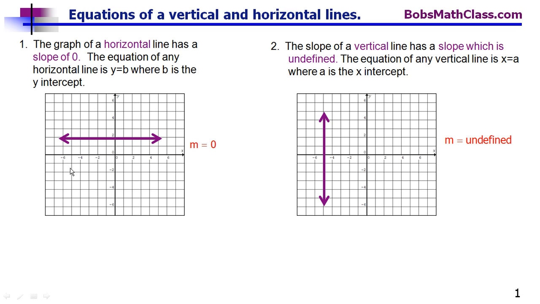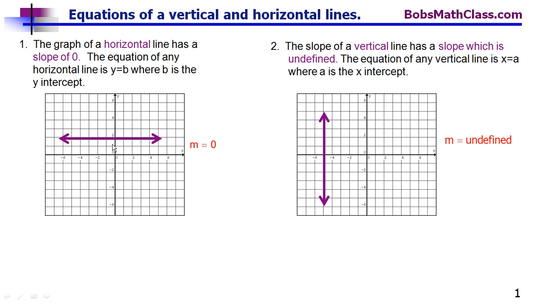If it was increasing from left to right, it would be a positive slope. If it was decreasing from left to right, it would be a negative slope. But when it's a flat line, the slope is 0. The equation of any horizontal line is y equals b, where b is the y-intercept.